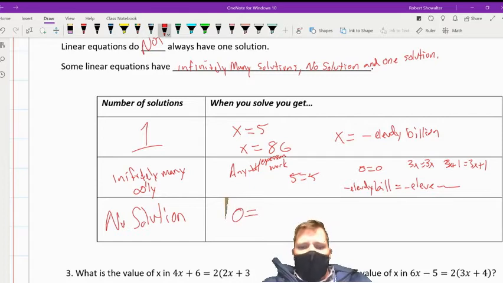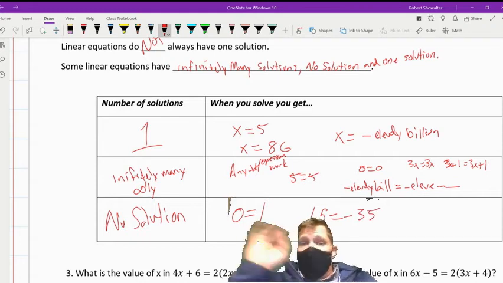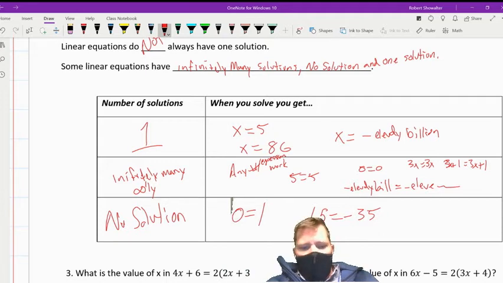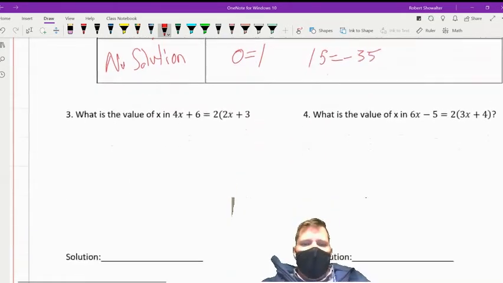Then you have some equations with no solution, none, 0. You get something like 0 equals 1, or 15 equals negative 35. Something where there's no more variable, it drops out, and it doesn't make a true statement. All right, let's take a look at these two problems.